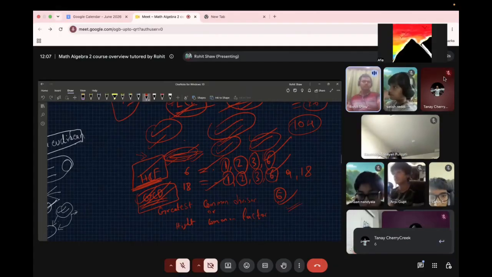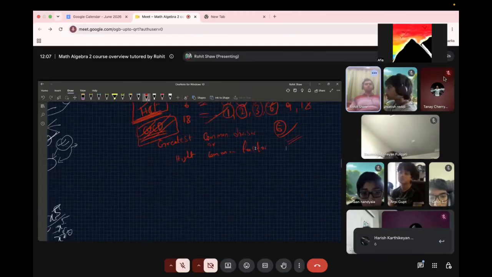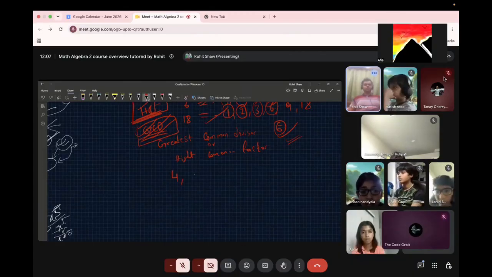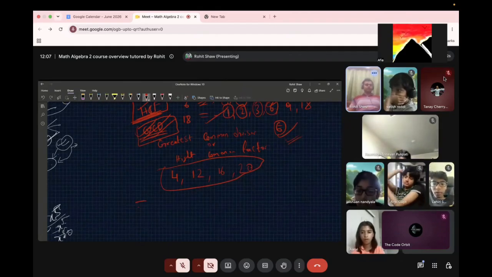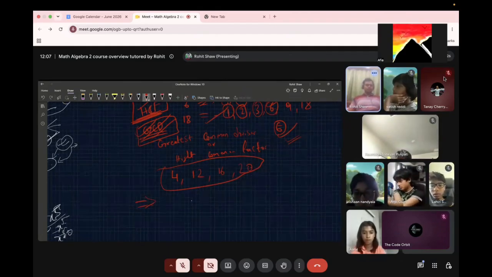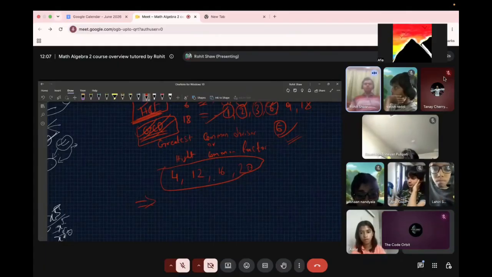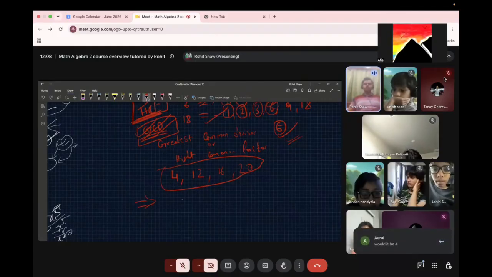Not only is it restricted to two numbers, you can do it for 4 or 5 numbers also. Let's take 4, 12, 16 and 20. I need to find the greatest common factor. So how should I do it? Same process I will do. I'll write 4.